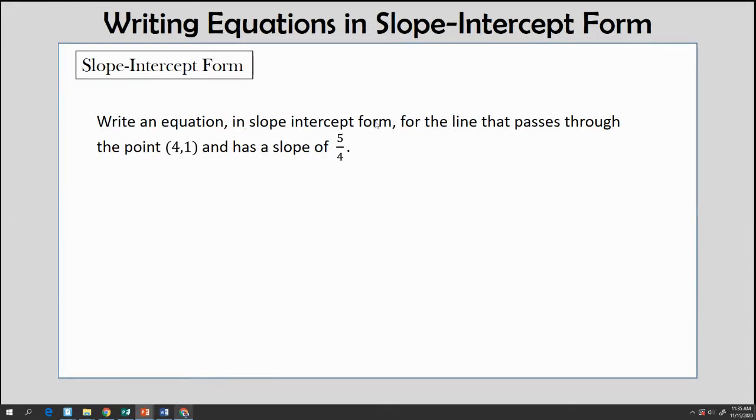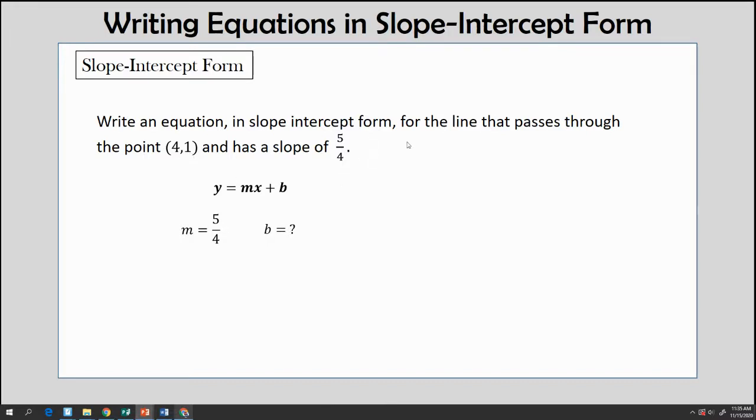This one says write the equation in slope-intercept form for a line that goes through the point (4, 1) and it's got a slope of 5/4. Well, slope-intercept form again looks like this. I need to know two things: the slope, 5/4. They gave it to me, and I need to know the y-intercept, which they did not give to me.